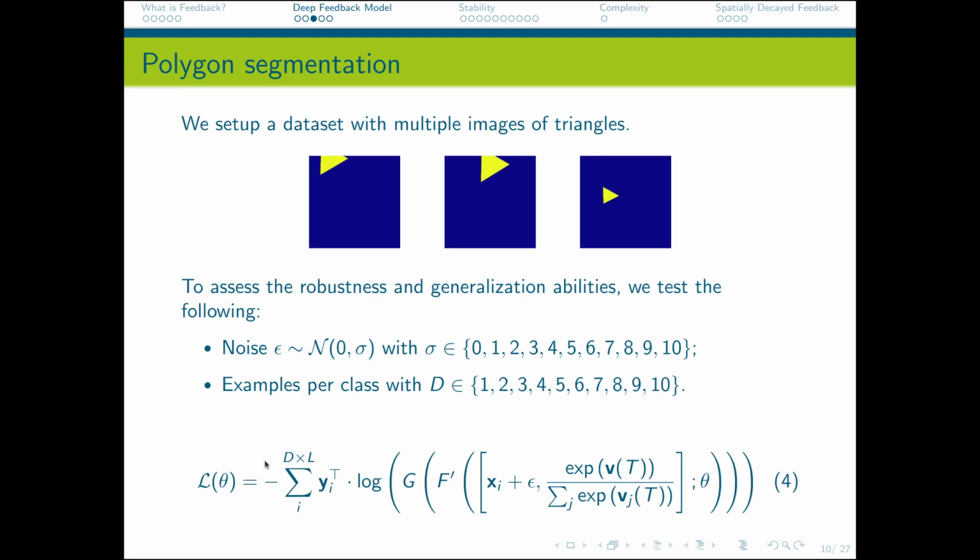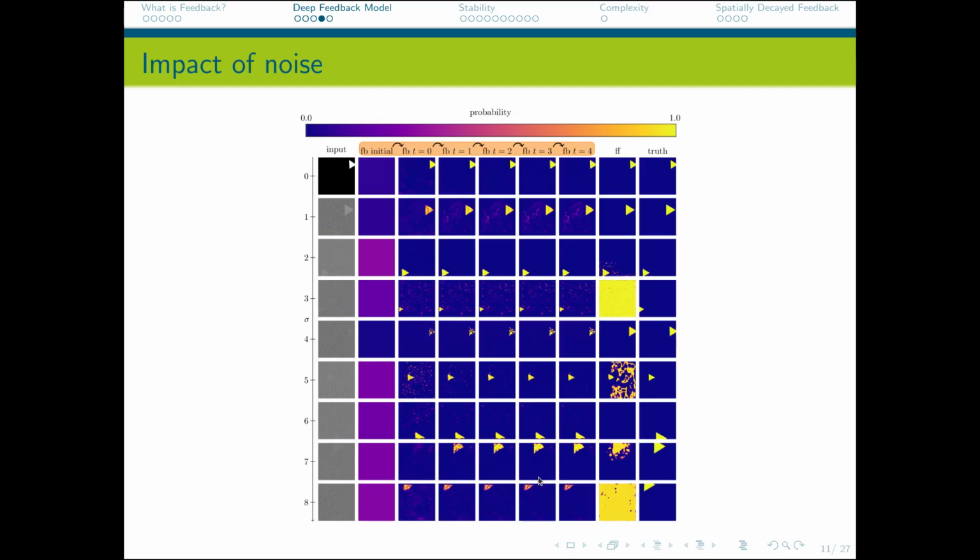We are going to minimize the negative log likelihood, so please ignore this L right here. So we are going to have a training set that goes from instance 0 to instance D, and we are going to perturb the input with Gaussian noise.